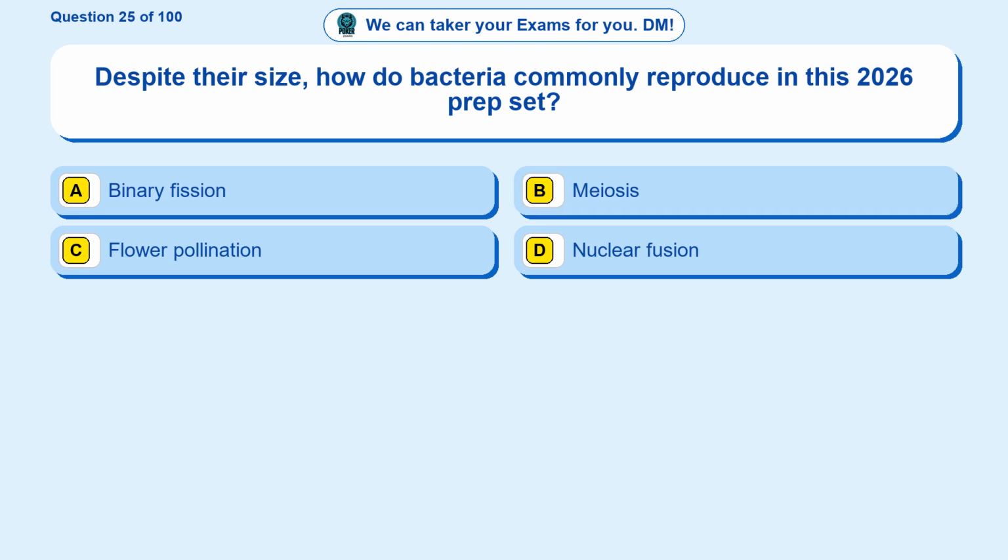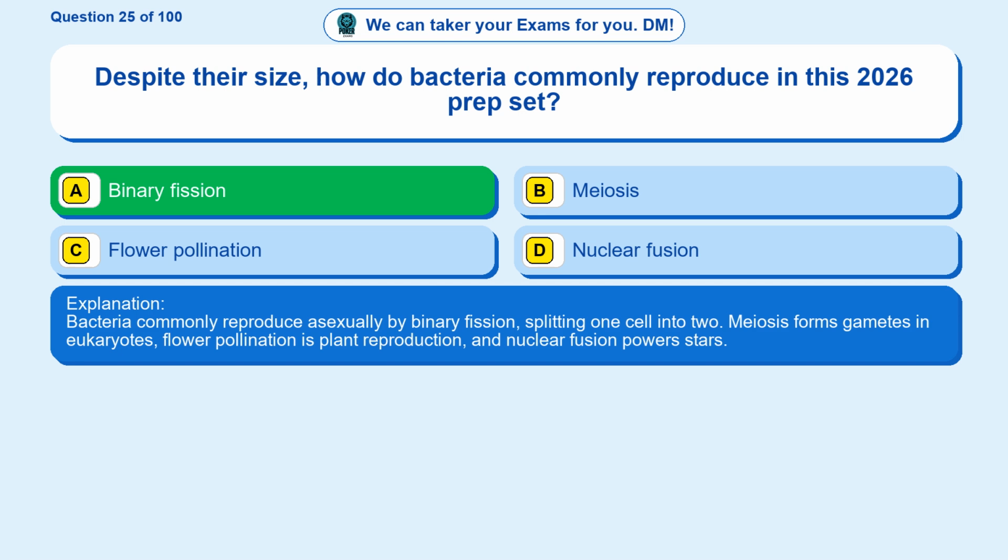Question 25. Despite their size, how do bacteria commonly reproduce in this 2026 PrEP set? Option A, binary fission. Option B, meiosis. Option C, flower pollination. Option D, nuclear fusion. The correct answer is option A. Binary fission.